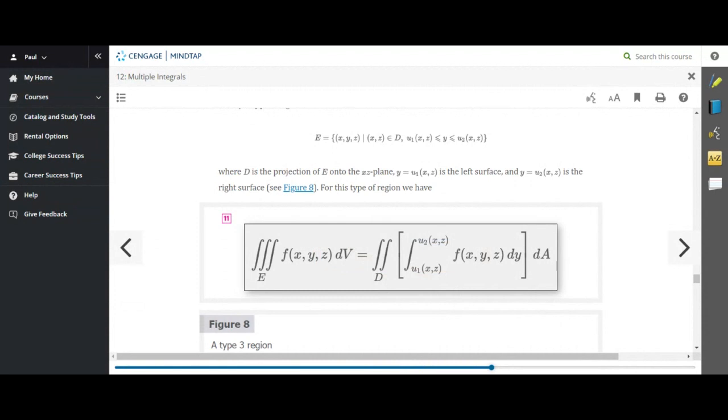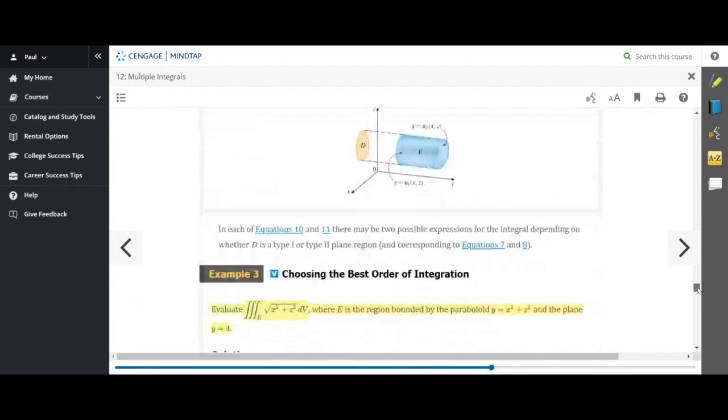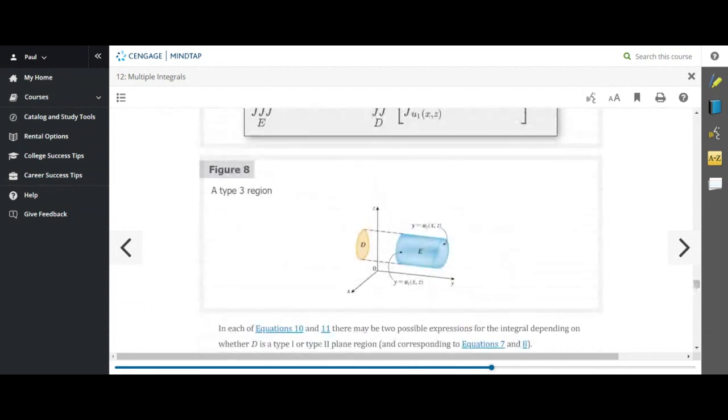And then, you know, they're not being specific in terms of dA, whether it's dx dz or dz dx. One more real quick here. I know we're at the end. Type 3 region, you can have a solid where the bounding surfaces are functions of x and z. Okay, so that's what a type 3 region would look like. And this means you would integrate with respect to y first, and then you would integrate with respect to either x and z or z and x. It depends what your region D looks like.